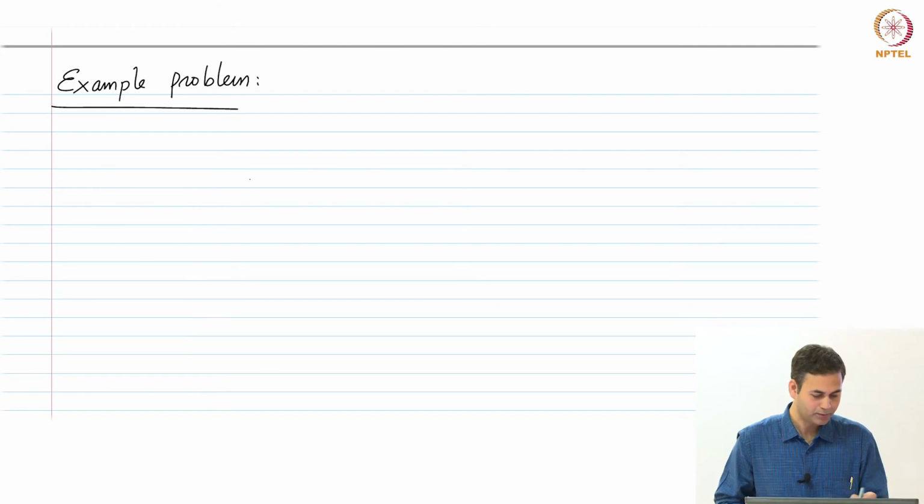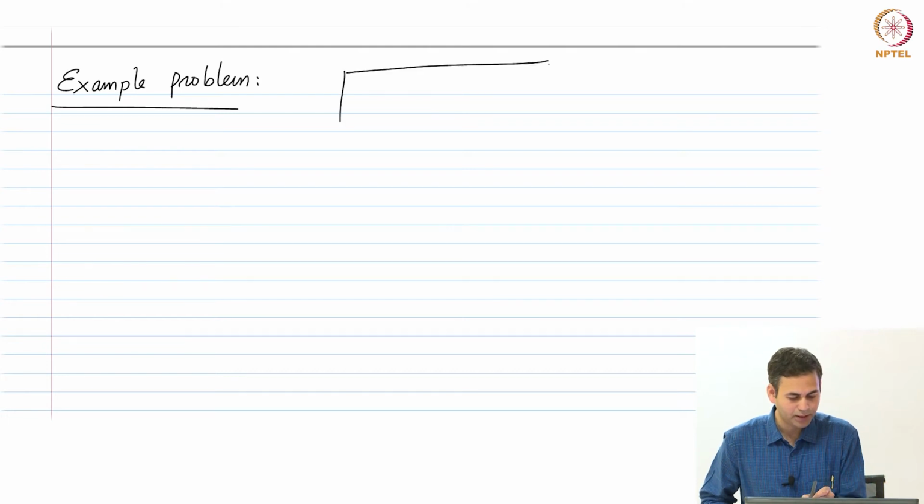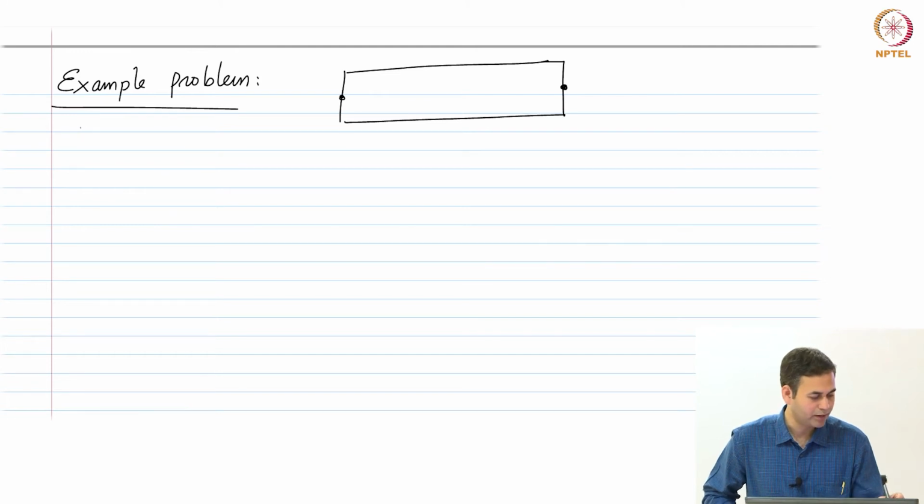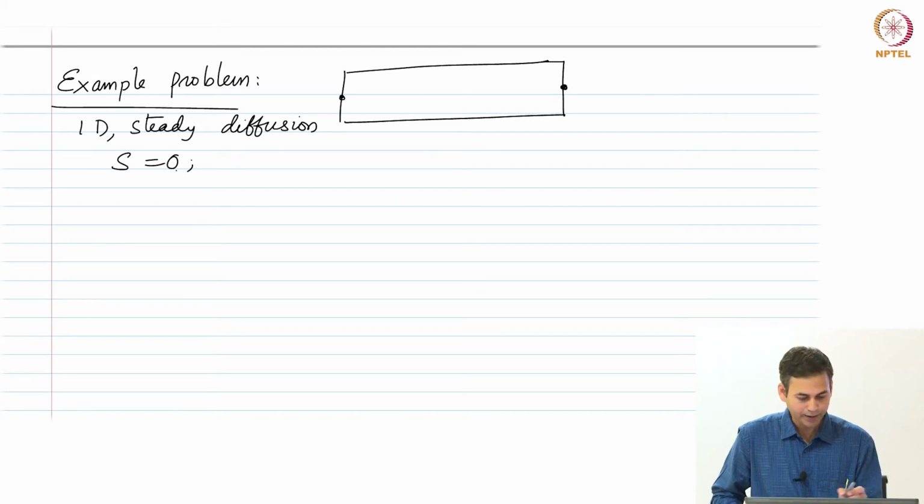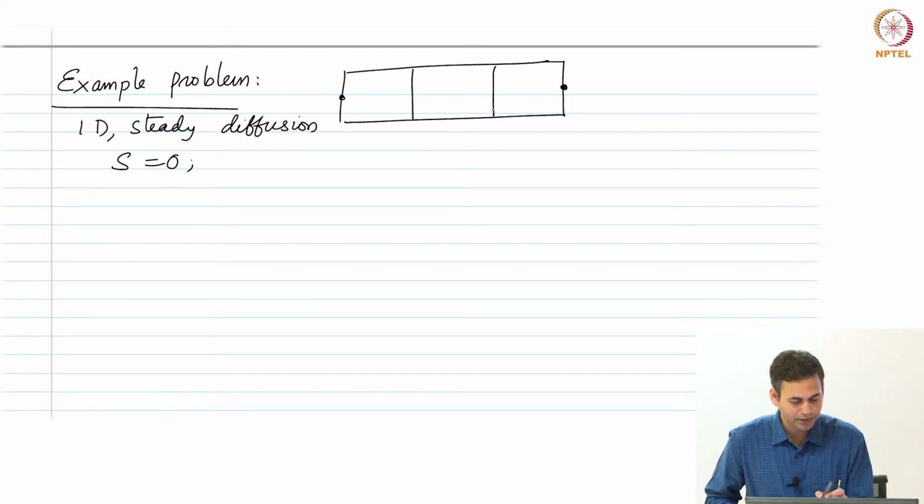This is very straightforward. So the example problem is, let's say we have 1D steady diffusion. Let's take the source equal to 0 for the sake of simplicity, and we have 3 cells. Delta x let us take as 1 meter. And then the boundary temperatures would be 100 degrees Celsius and 400 degrees Celsius.